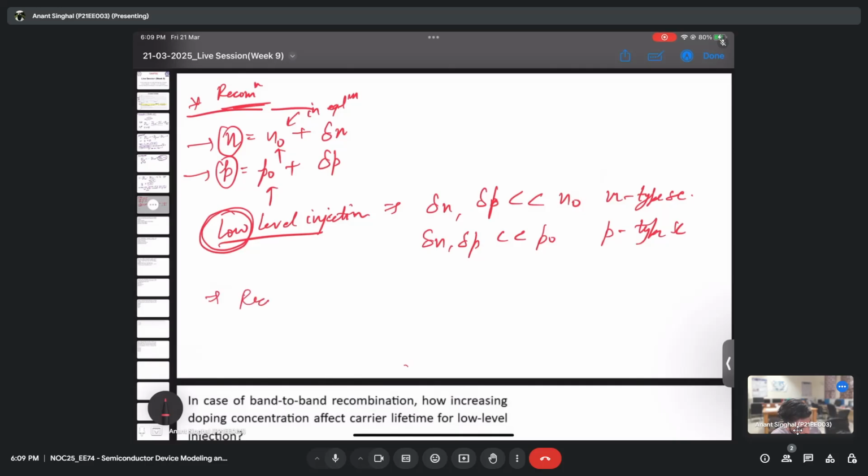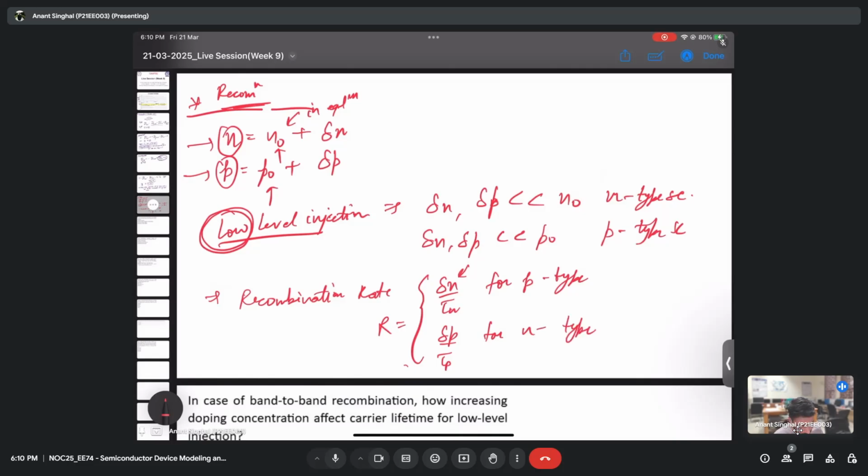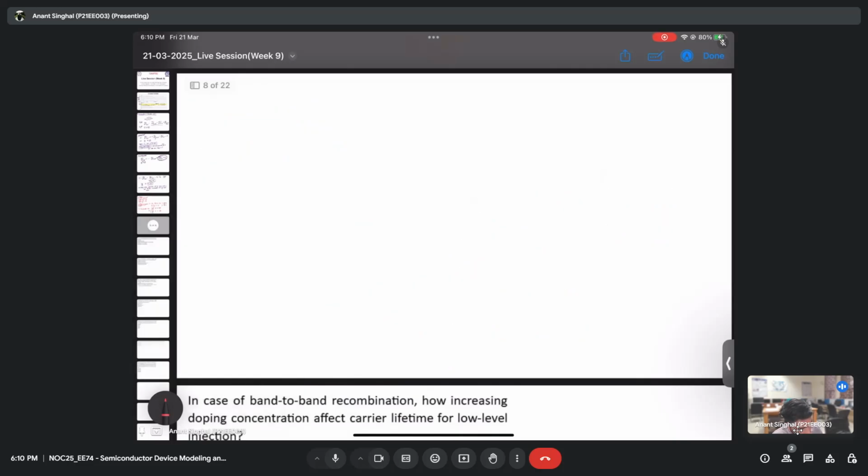So recombination is, as we discussed, only due to the minority carriers. So the recombination rate, let's say this is denoted by R, will be delta n, which are the minority carriers for a p type semiconductor, divided by the time constant tau n. So this n will be for p type, because we have minority carriers n in the p type, and similarly delta p by tau p, which is for n type semiconductors. So we need to remember that this tau n and tau p are nothing but the minority carrier lifetime, not the majority. So n will be for electrons and p will be for holes.